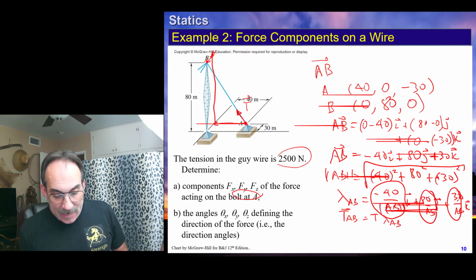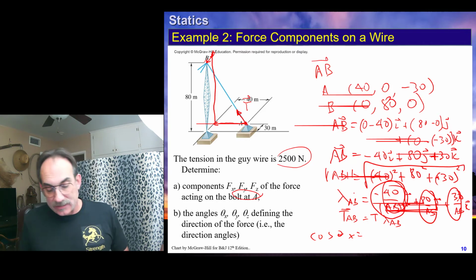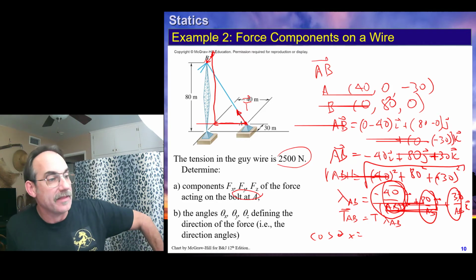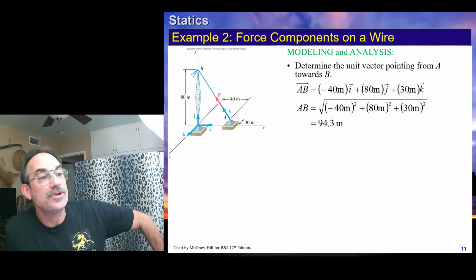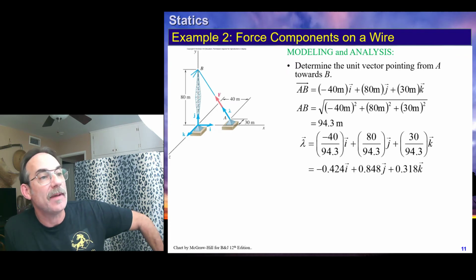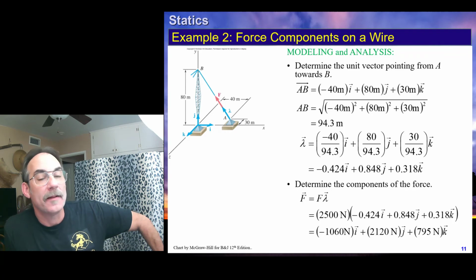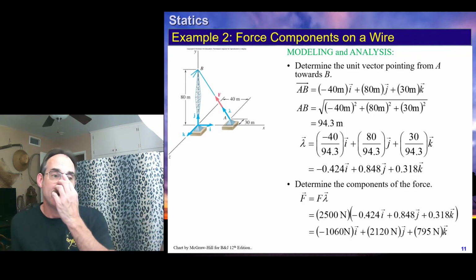And then once we have that, we can say, well, cosine of theta X is equal to this. And we can solve for theta X and so on for theta Y, theta Z. Let's see how that works. We're going to lay this out accordingly. This is our strategy and approach, and then we solve for AB in the same way we talked about. Got it?